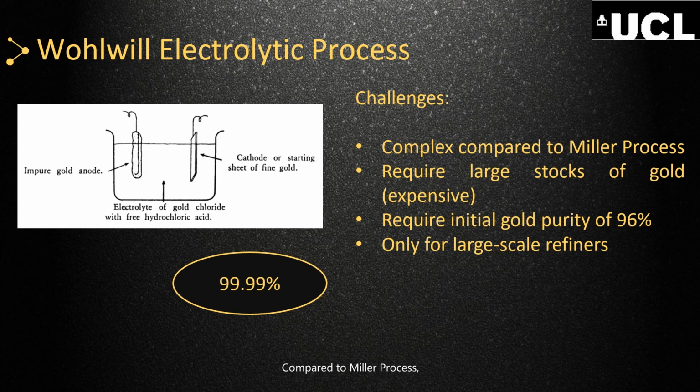Compared to the Miller process, it is more complicated because it requires longer turnaround times. Also, it requires an initial gold purity of 96%, thus producers need to keep a large stock of gold, which is very expensive. In addition, it is also only for large-scale refiners' use.